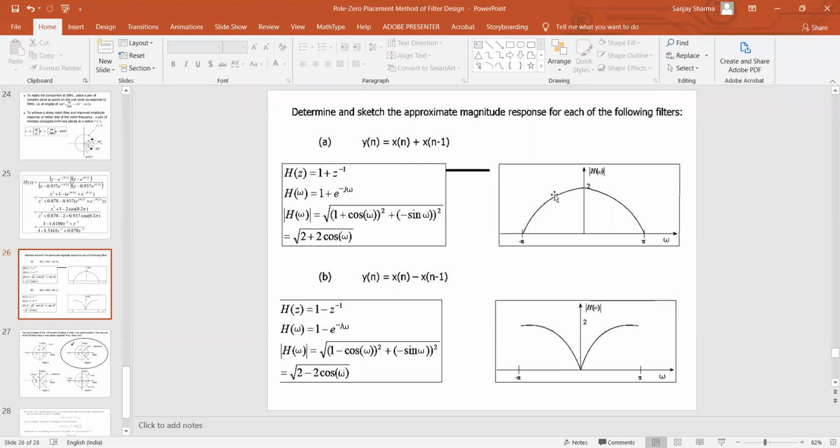If you want to get the magnitude response, you can take the Z transform, you can get the frequency response, you can get the magnitude response formula, and plot it. You will actually get the actual response. But quickly, with experience, this plus sign will give you a low pass filter, and this minus sign will give you a high pass filter.